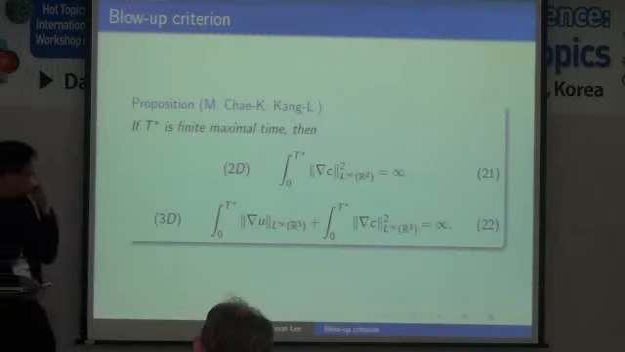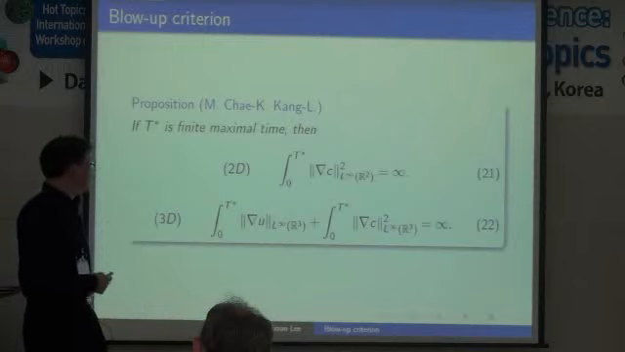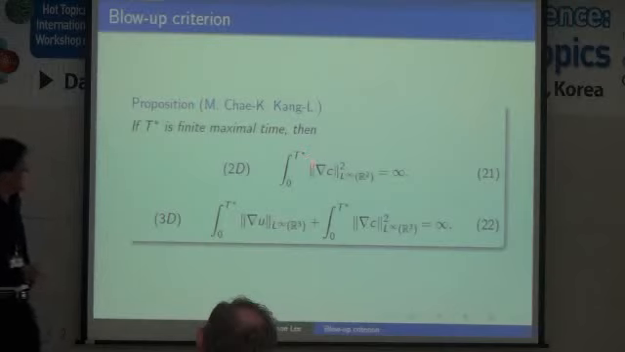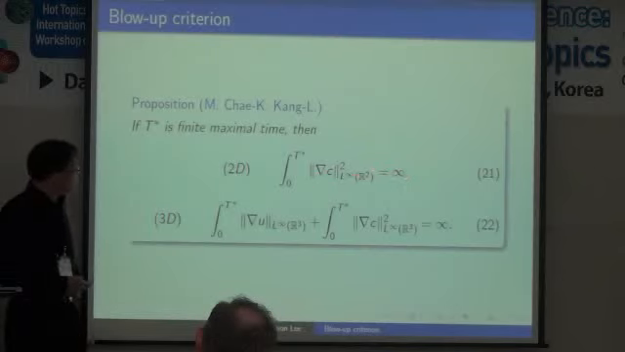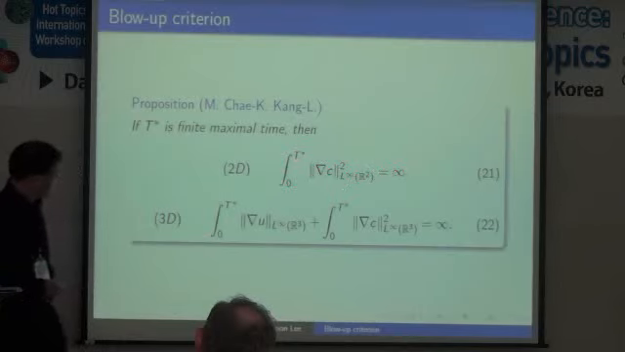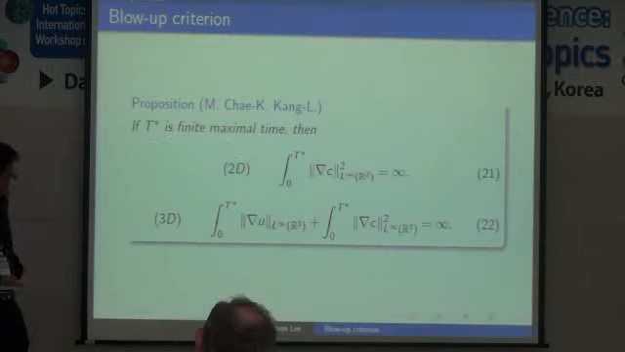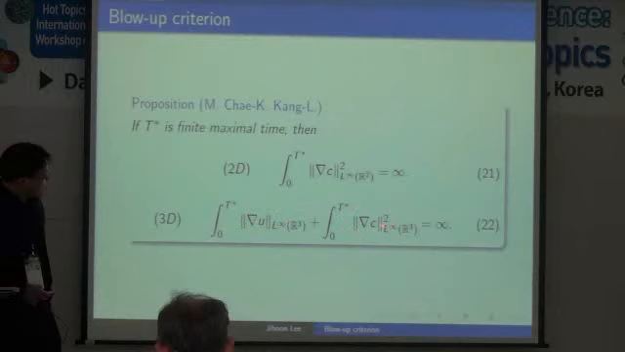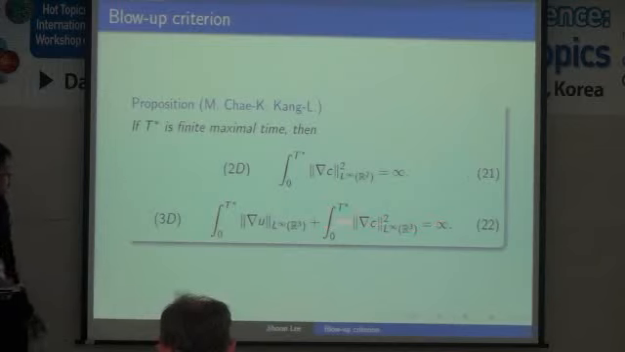And also I would like to introduce some blow-up criteria. If T star is the finite maximal time and this quantity, the L infinity in space and L2 in time norm, is infinity, then this quantity should be infinity. And also if T star is the first blow-up time, then in 3D, this quantity can be replaced by some kind of Serrin type criterion, omega, and also this one in L infinity in space and L2 in time. Then if T star is the first maximal time, this quantity should be infinity.